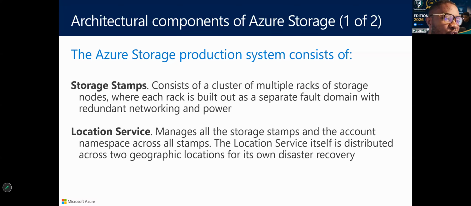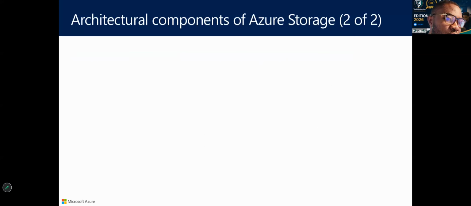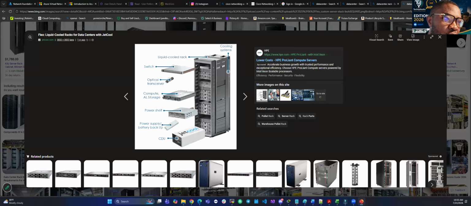The second is a location service. This location service now manages all the storage stamps and the account namespace across all the stamps. So the location service itself is distributed across two geographical locations for its own disaster recovery. Are we together? So there are a lot of things for us to discuss, but at this point, I'm going to reduce the talking, then I'll bring you guys into the Azure portal so we can start doing what we have explained.